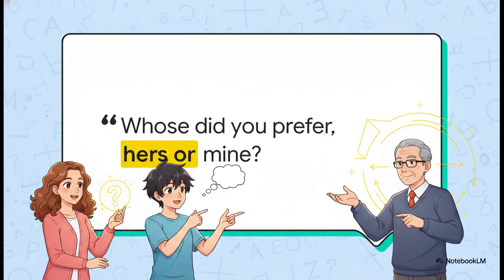You can even use words like whose completely by themselves as the subject or the object of a sentence to ask about possession. Whose did you prefer, hers or mine? You don't even need to repeat the noun you're talking about. It makes your sentence perfectly streamlined.